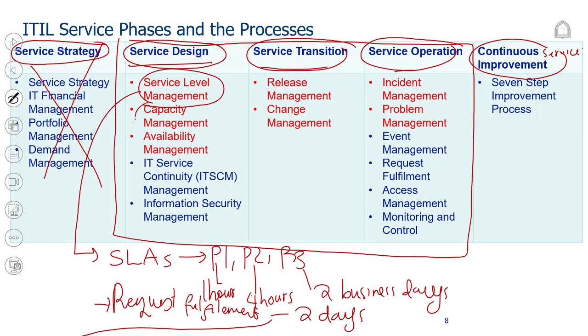Capacity management. This is to make sure that whatever IT asset we are having, we don't have so much of it that we are wasting it, but we also don't have too little. A good example is my storage. I don't want to run out of storage, but I also don't want to have too much storage that I'm actually wasting.